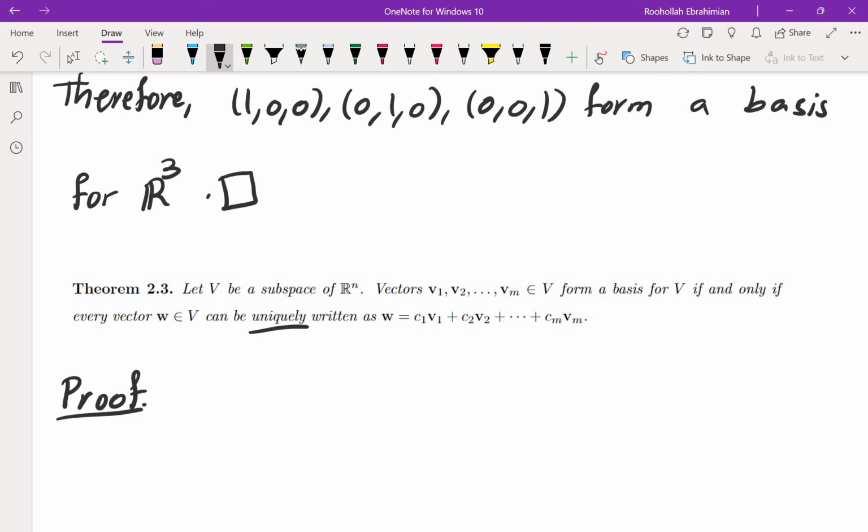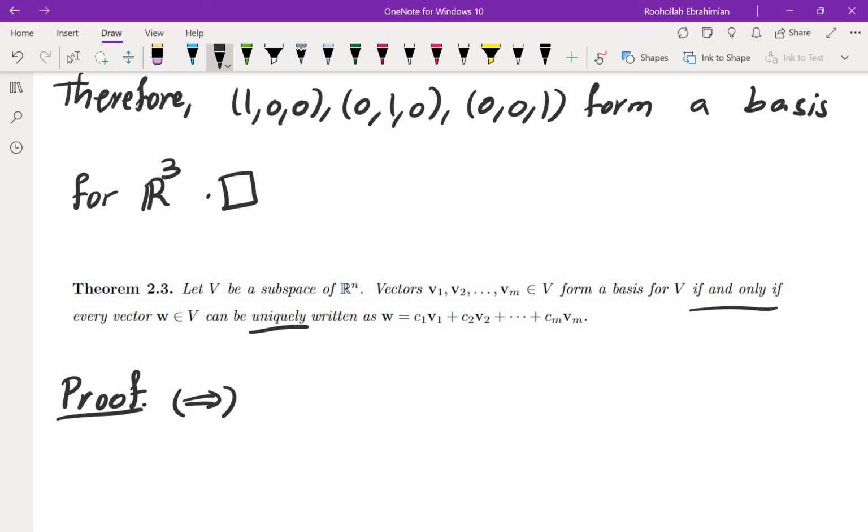So what is a basis? It is a set that is generating and linearly independent. So here we want to show that really every vector can be written as a linear combination in a unique way, not multiple ways. And this is again an if and only if statement. So we'll have to show two different things.